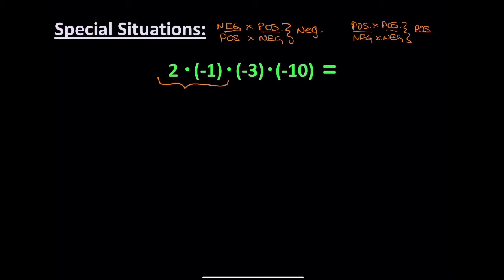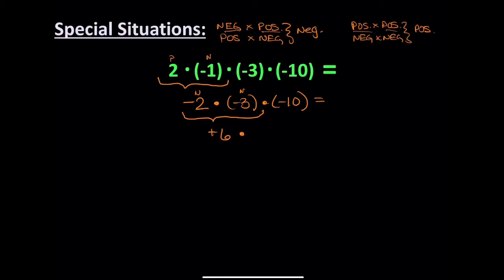So positive 2, that's a positive, times a negative 1. Well, that's going to be negative 2. So negative 2, I'm going to drop everything else down the way it is. Negative 3 times negative 10. And then just do 2 numbers at a time. Now this time around, we're doing negative 2 times negative 3, which is going to be positive 6. You don't need to put plus 6, but I'm doing that to emphasize that it's positive.